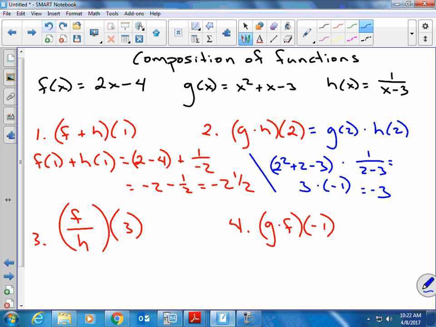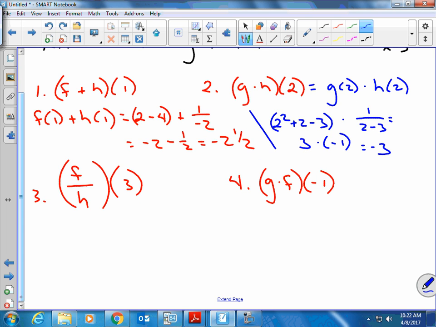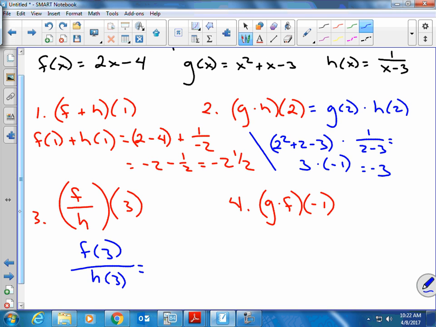Number 3. What does this mean? This means f of 3 divided by h of 3. Putting in 3 for f. 3 times 2 is 6. 6 minus 4 is 2. Plugging in 3 for h, I get 1 over 3 minus 3. 1 divided by 0. What's 1 divided by 0? Not possible, right? 1 divided by 0 is not 0. 1 divided by 0 is not possible.